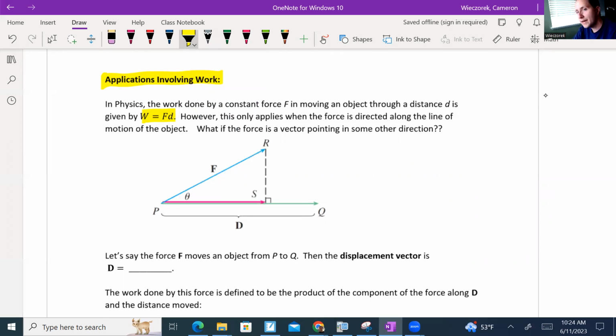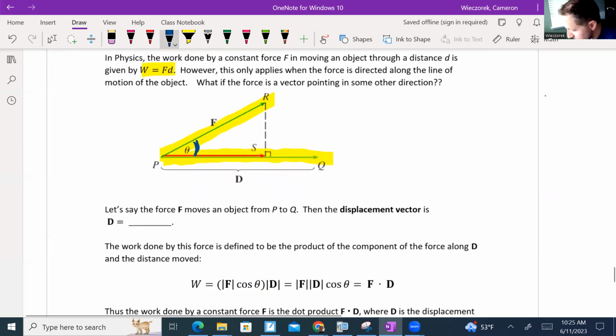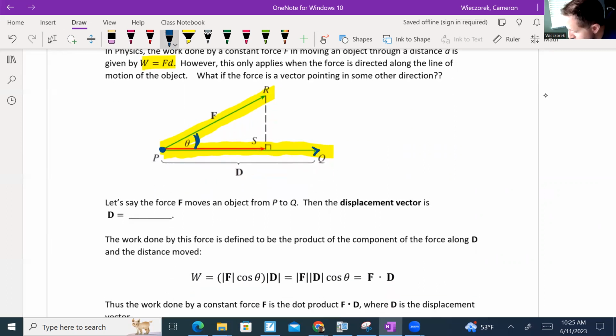What if you're pulling a wagon along the ground, but the handle of the wagon you're pulling up into the air? So maybe this blue vector PQ or PR, you're pulling the wagon's handle with a force F, some vector, but you're moving the object, the wagon, a distance d along the ground. Okay, so now you have some angle between your force vector and your displacement vector. So I want to move the wagon, say, from P to Q. That can be given by a displacement vector, which we're going to call D. So D is the displacement vector from P to Q.